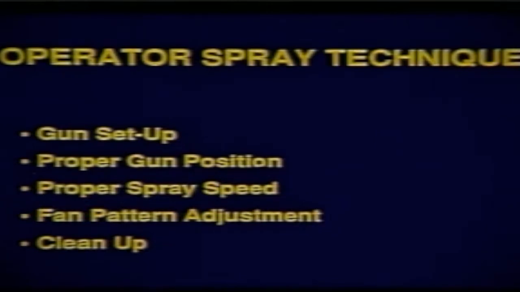Proper spray speed. Ideal operator spray speed varies from 2 to 3 feet per second. Slower speeds result in runs, faster speeds result in inadequate coating of the target. Proper distance from the target. The distance of the spray gun from the target should remain constant. Keep the spray tip of the gun approximately 8 to 10 inches from the surface during each spray stroke.